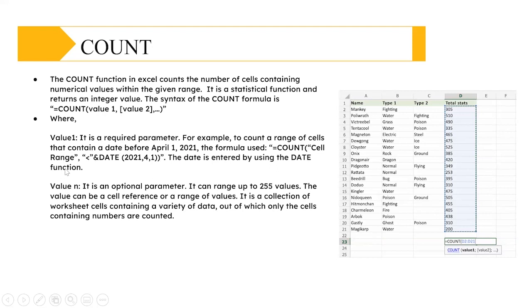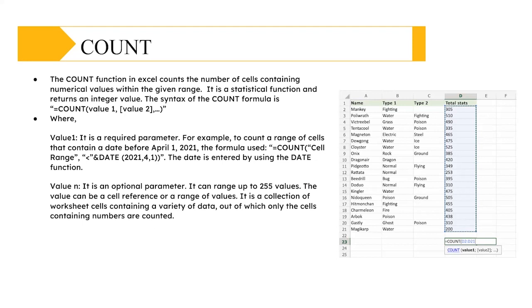Okay, next, like this we can have multiple values. Value n means we can have multiple such values, 2, 3, 4, and so on. So value n is an optional parameter. It can range up to 255 values. The value can be a cell reference or a range of cells. It is a collection of the worksheet cells containing a variety of data, out of which only the cells containing numbers are counted.